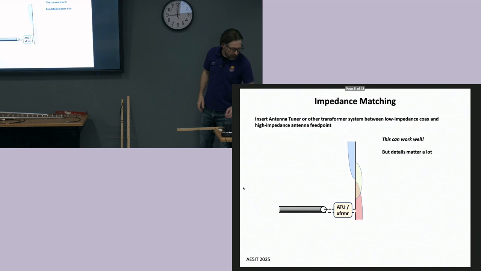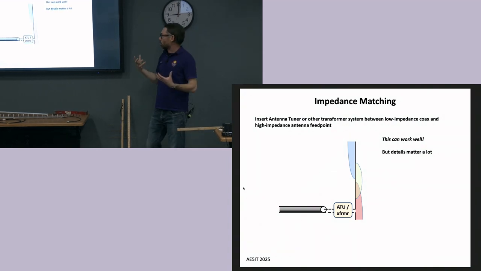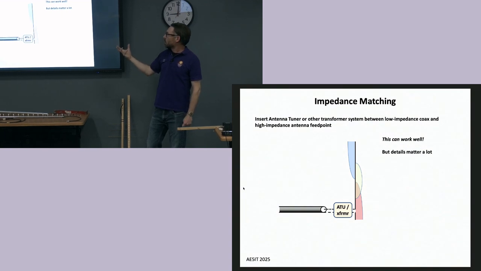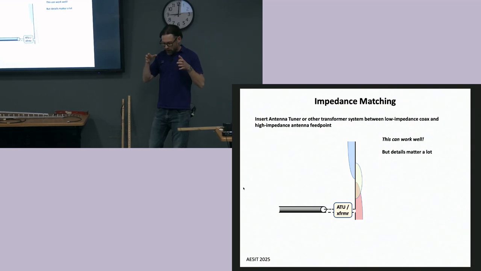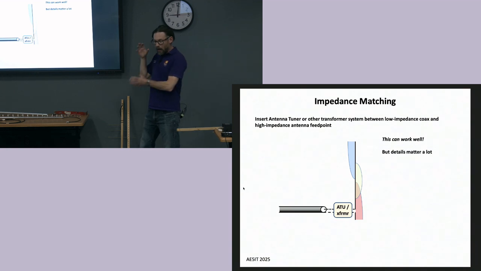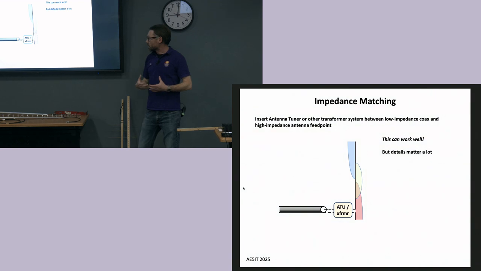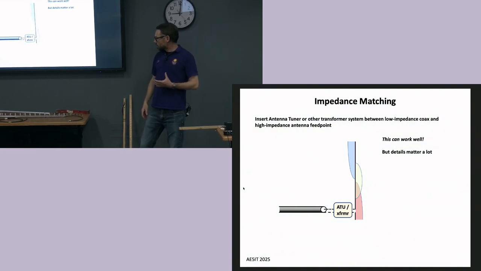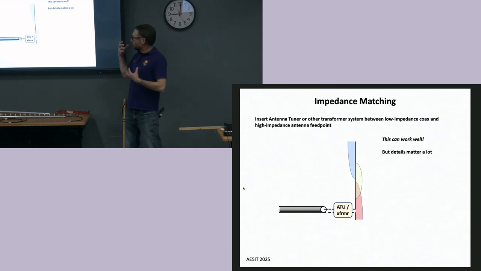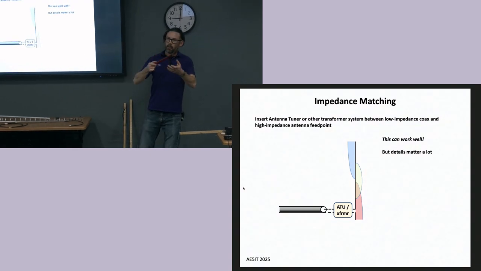And the way that we deal with that is we build a transformer. We put a transformer in the circuit between the coax cable and the antenna. And this is a way to take our low impedance cable and our high impedance antenna and get them moving power back and forth between each other in an efficient way that makes everything happy. And so transformer, here's an impedance transformer, right?